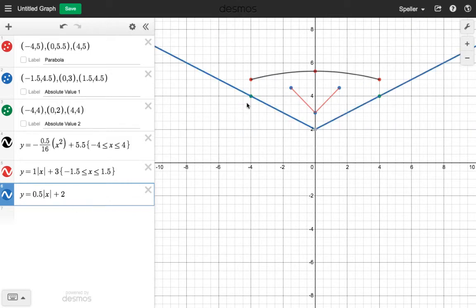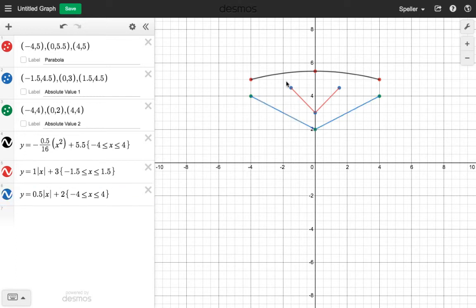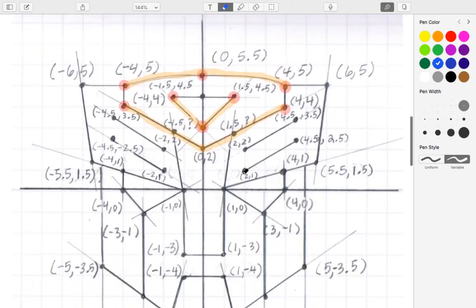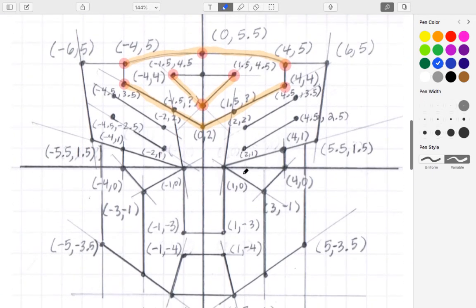All right, and notice that our absolute value does go through those 2 points. And now let's apply the domain. And the domain here is from -4 to this +4. So -4 less than or equal to x, less than or equal to 4. And then we see that we have what we're looking for. We have the parabola, and then we have the two absolute value functions. And when we look back at what we've done with our analysis, this is what we have.